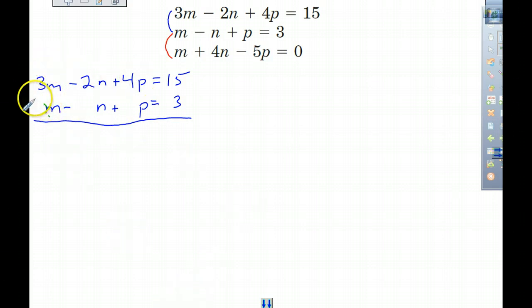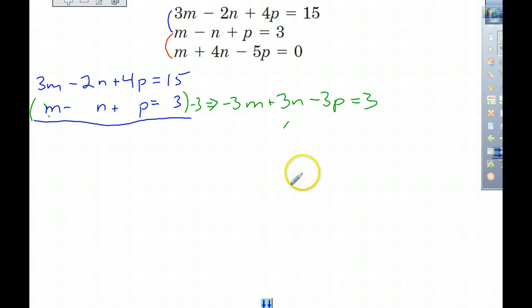Multiply the bottom equation by -3. So this equation will become -3M plus 3N minus 3P equals 3. Is that right? No, yeah. A common mistake is to forget to multiply that one side. Not quite, it's -9, right? And multiply the 4 times 1, 2, 3, and then multiply this last.